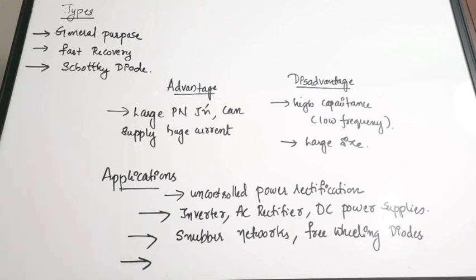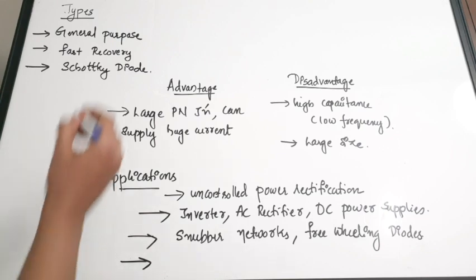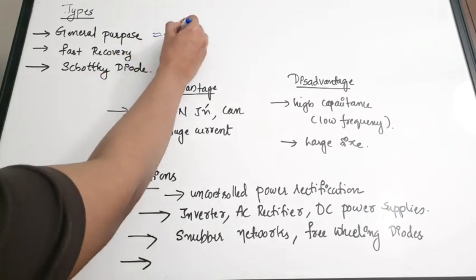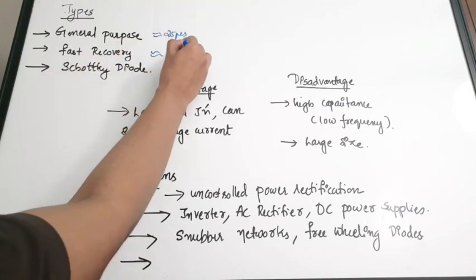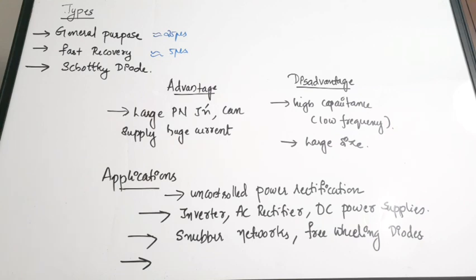And talking about general purpose and fast recovery diodes, general purpose diodes have more recovery time, approximately up to 25 microseconds. But fast recovery diodes have up to approximately 5 microseconds only. So if you want fast recovery, that means if you want to suddenly turn off the diode, or if you want a very small recovery time, we have to go for the fast recovery one.